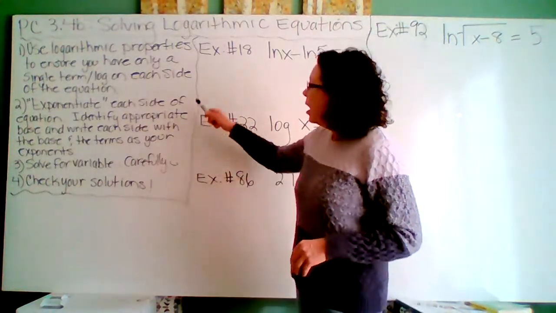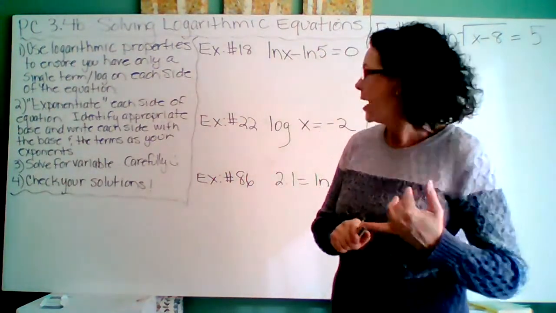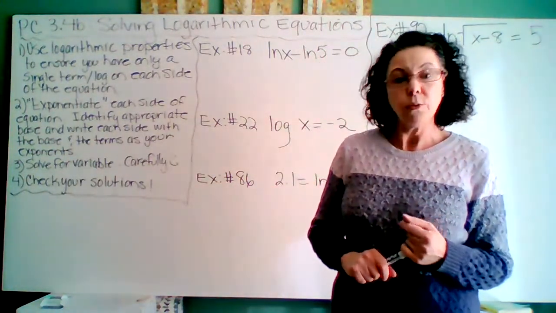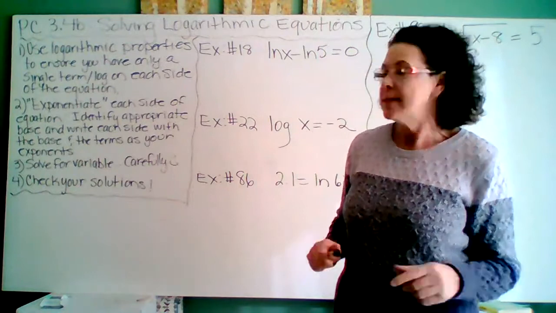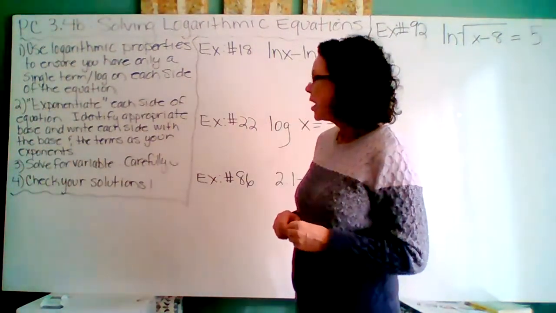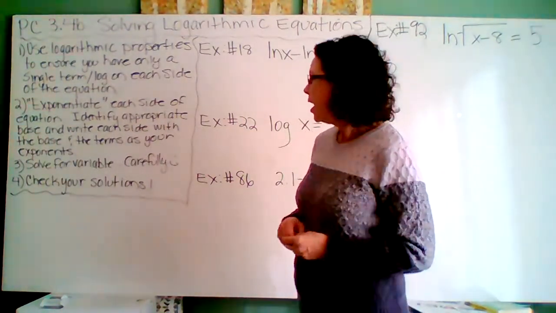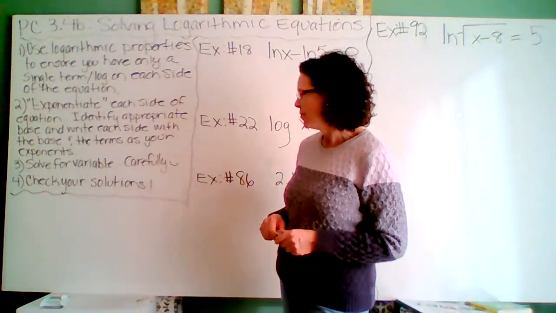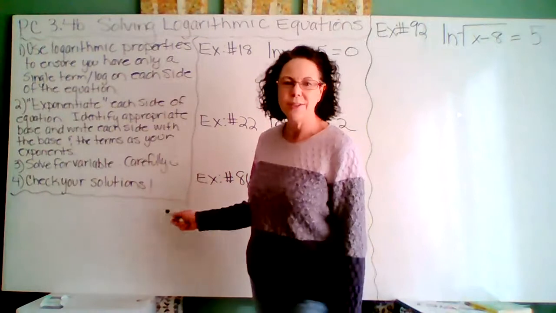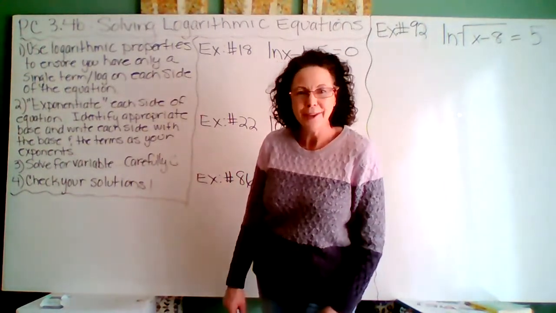So we're going to make sure we only have one term, one logarithm, on each side of the equation. We're going to identify the base that's associated with the log and write those bases on each side of the equation, making the sides the exponent. We're going to be doing some canceling based on our logarithmic properties. We will solve for the variable carefully, and we will check our solutions. In the interest of time, we will not check our solutions here, because the shorter the video, the better, right?